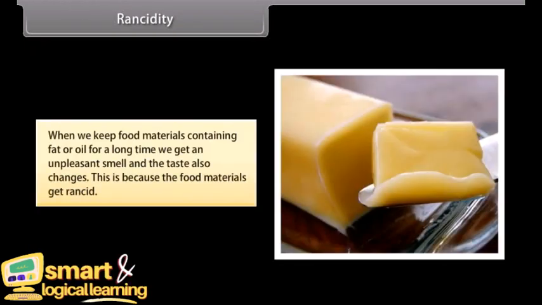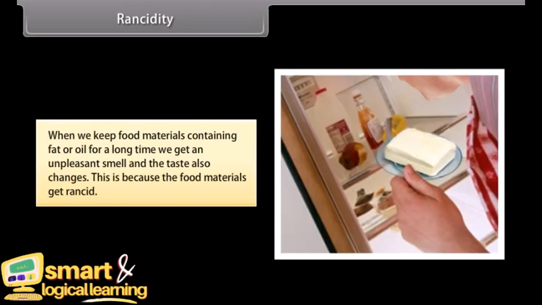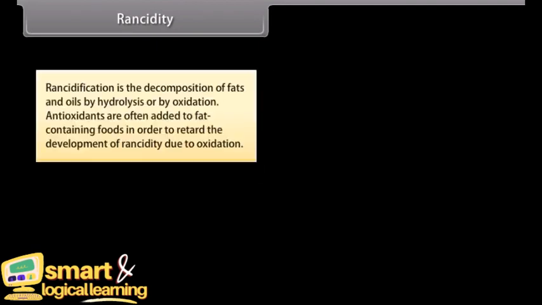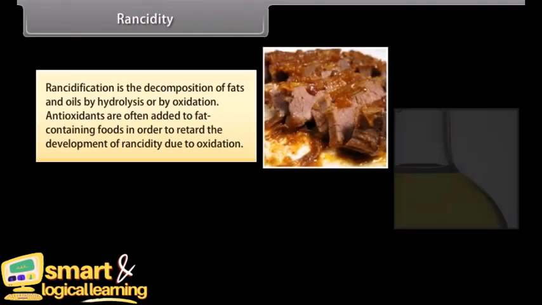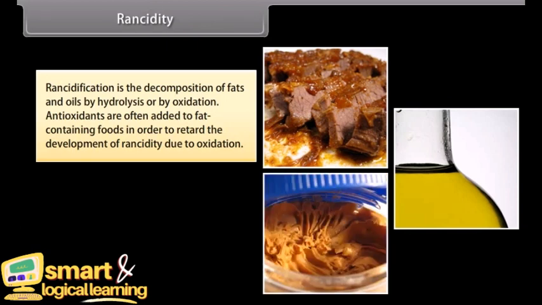In this way, the action of air and water gradually eats up the whole metal. When we keep food materials containing fat or oil for a long time, we get an unpleasant smell and the taste also changes. This is because the food materials get rancid. Rancidification is the decomposition of fats and oils by hydrolysis or by oxidation.